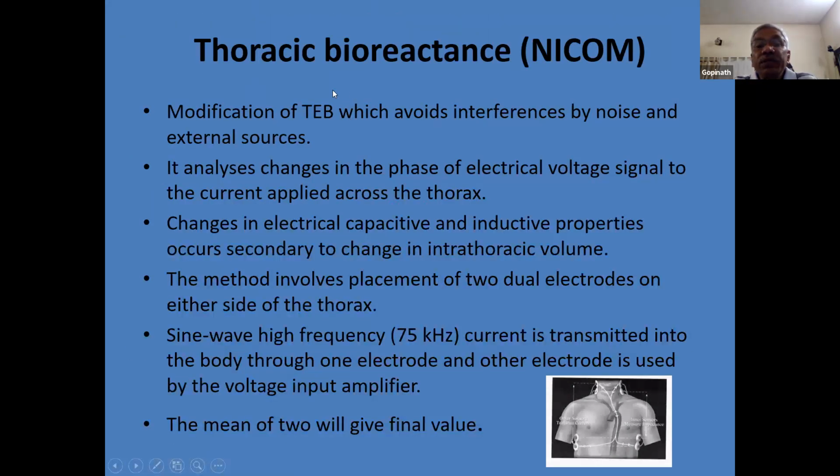So just as we have a problem with noise and external source interference when we do BIS and other things, entropy. A modification of thoracic bioimpedance is bioreactance, or thoracic bioreactance, which is the NICOM monitor.